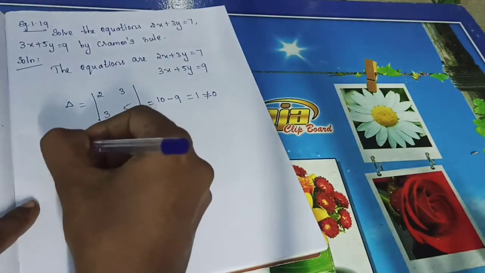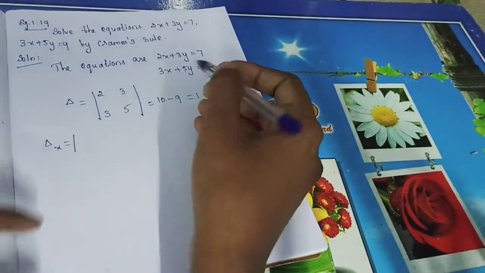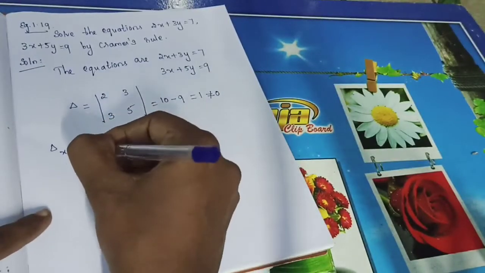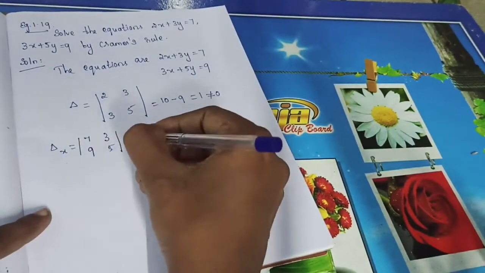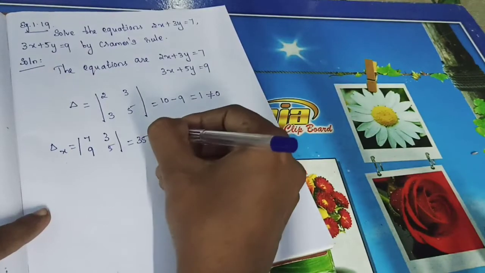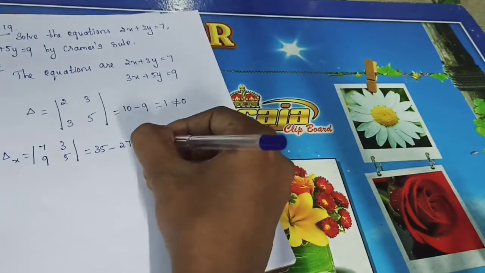Afterwards, find out delta x. So, I said already, delta x, if you need, what did you do? You will bring the constant to the first. Is it right? 7, 9, 3, 5. Now, find 7 into 5 means 35. Minus 9 into 3 means 27. 35 minus 27 means 8.